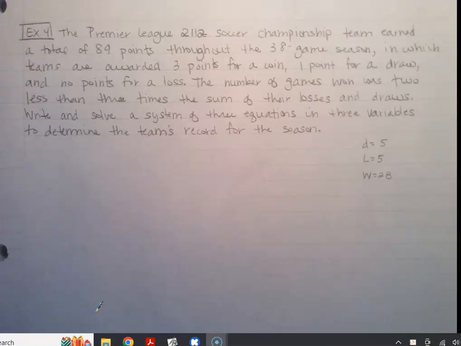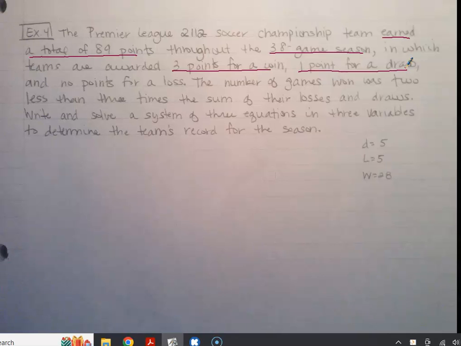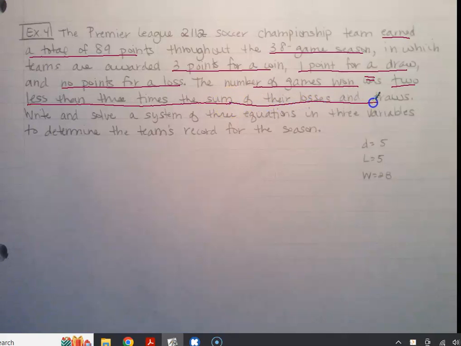Whew. Right, so there's a lot in here. So these numbers are just your final outcomes. Like these are what you should get when we're solving it. Again, giving you the answers there. So let's see. Let's break down what's important here. We earned a total of 89 points throughout a 38-game season. All right, in which the teams are awarded 3 points for a win, 1 point for a draw. What's a draw? A tie. Okay, and no points for a loss. The number of games won was equals 2 less than 3 times the sum of their losses and draws.